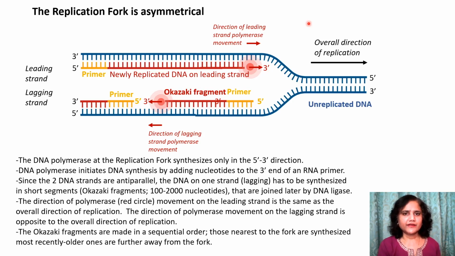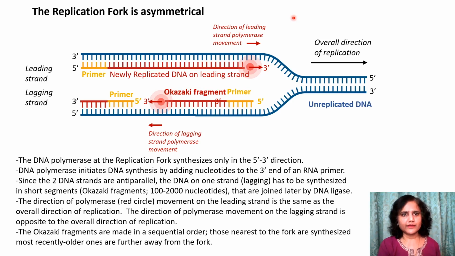Since the two DNA strands are anti-parallel, the DNA on one strand, which is referred to as the lagging strand, which is shown here, has to be synthesized in short segments, and these segments are known as Okazaki fragments, which range from 100 to 2000 bases based on the organism that you're working with. These fragments later, near the end of the replication, are joined by a DNA ligase.